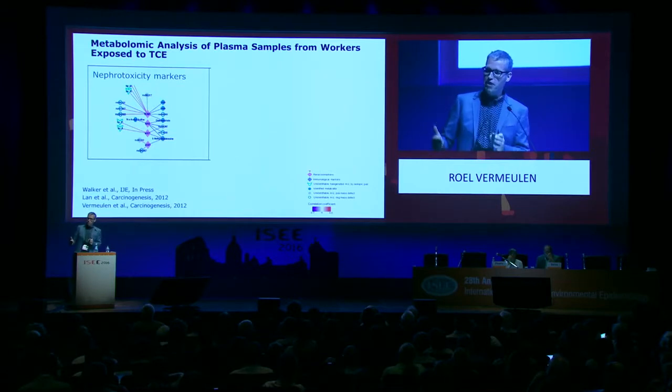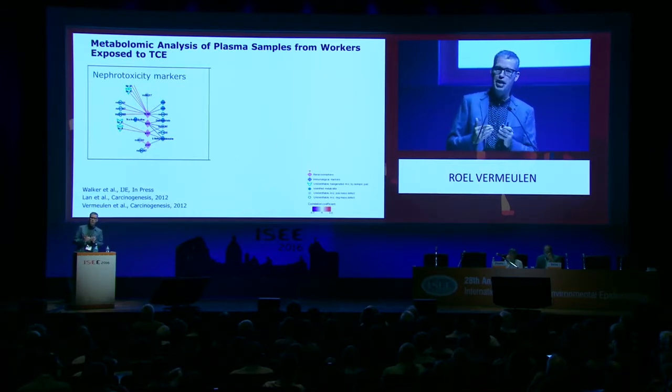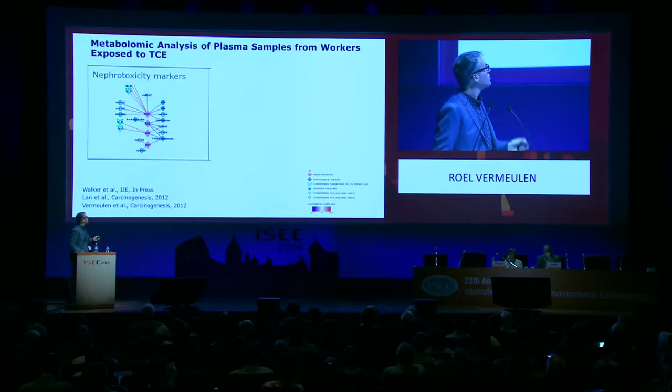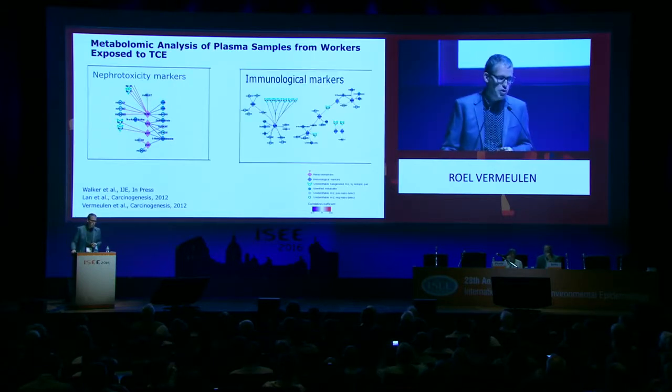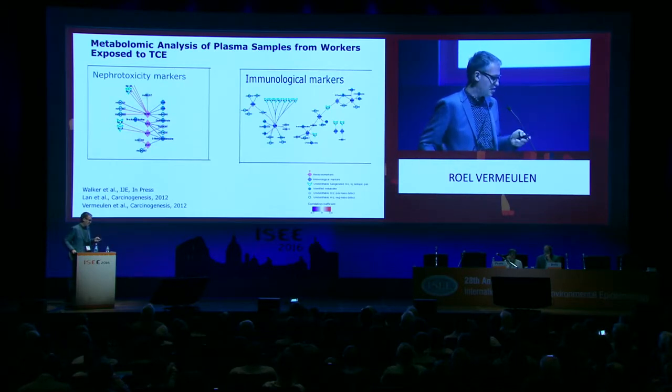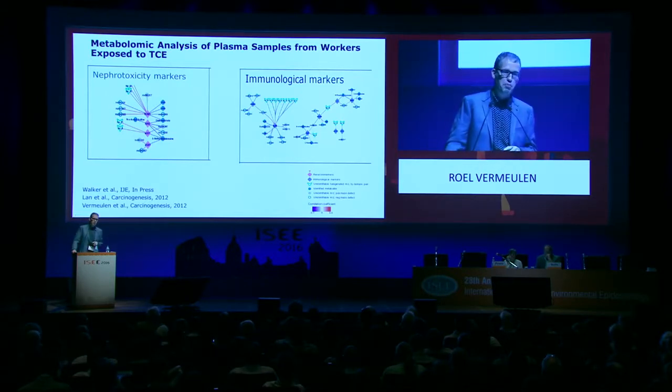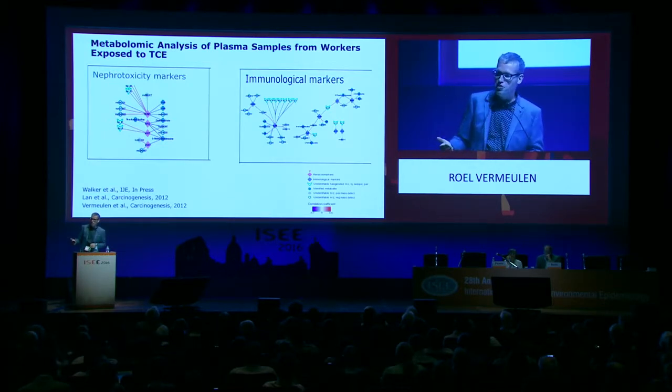And so we would have never known this if we would not have used an agnostic approach to make the link between the phenotypical expression and what the exposure was. Similarly, immunological markers, which were previously published by Lan et al. also in 2012, have exactly the same pattern. Here we have the unidentified metabolites, which are related to the immune markers that we had found previously to be perturbed in these workers. So there are two take-home messages from this example.